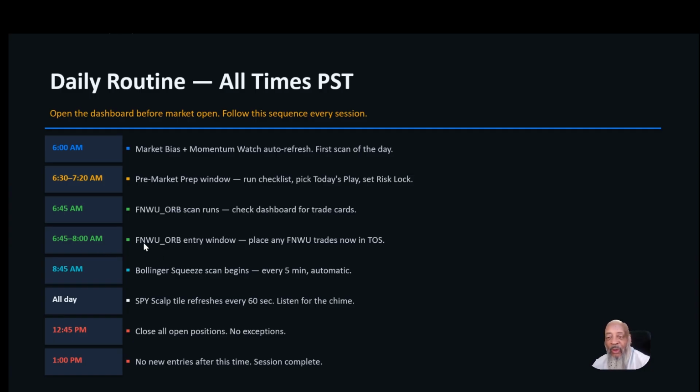That's when the window for the FNWU orb trade starts. It opens and goes from 6:45 to 8 o'clock. Based on those strategies, you make whatever moves you're going to make there. At 8:45, that's when the Bollinger window opens up, and it does its refreshes and all of those different things.